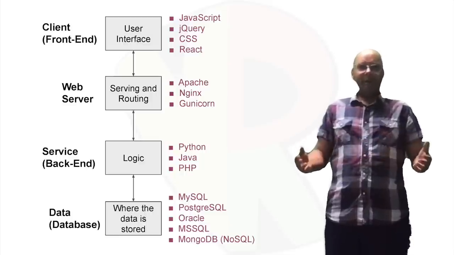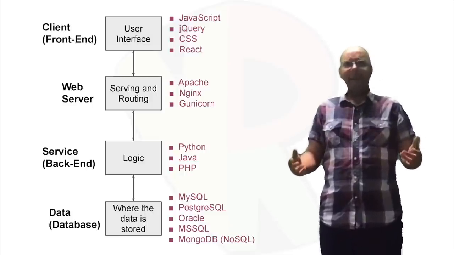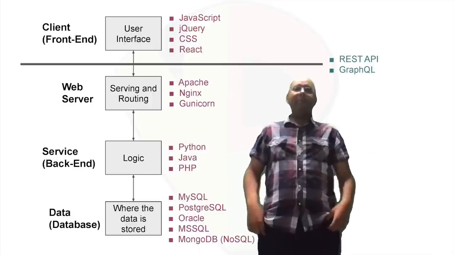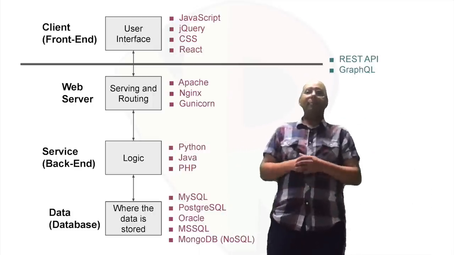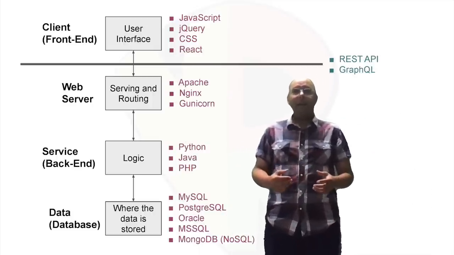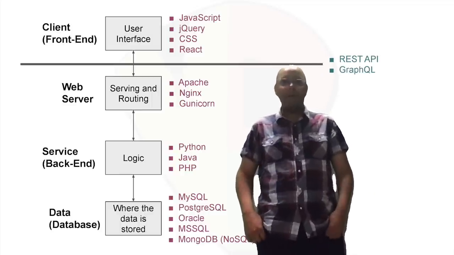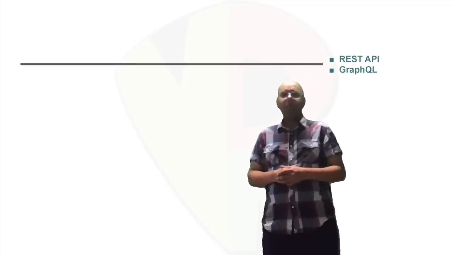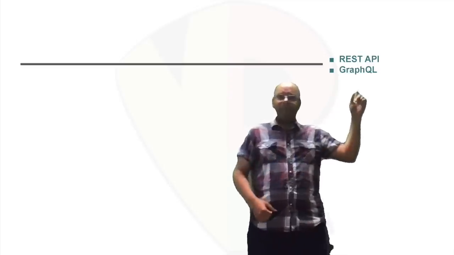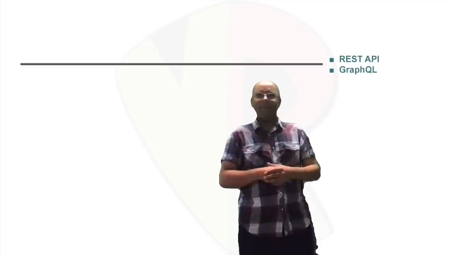But what does a request from the client to the server look like? As with most things, there are several ways to do this. An application programming interface, or API, is like a contract that helps the client and the server know how to communicate with each other. The most common I've seen are REST and GraphQL. Let's take a closer look at these two.